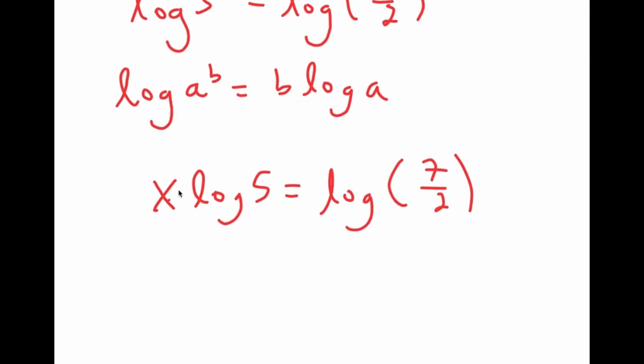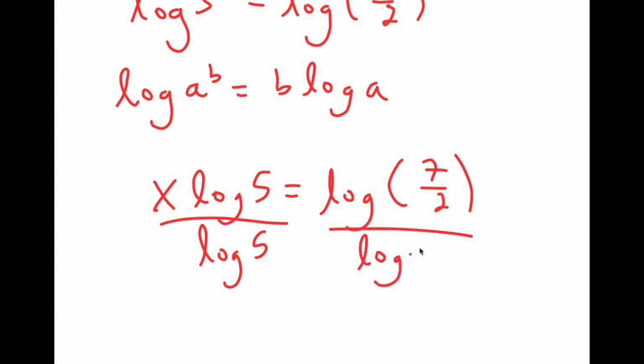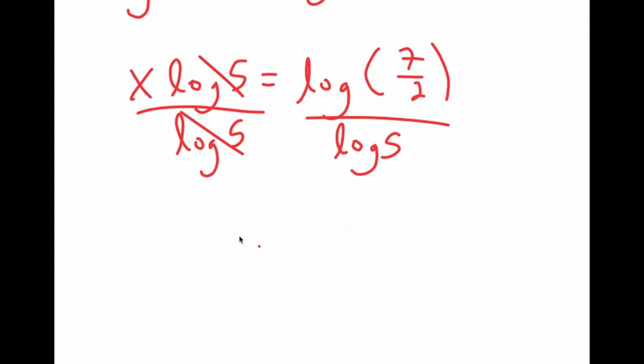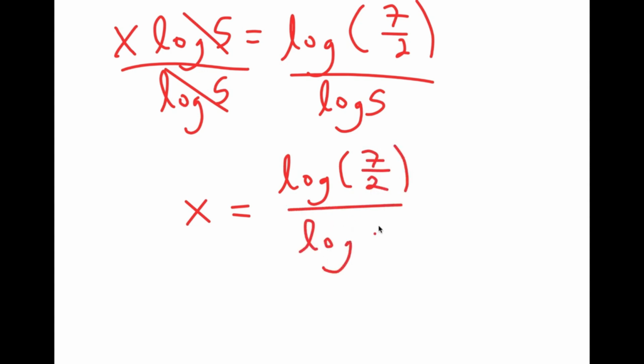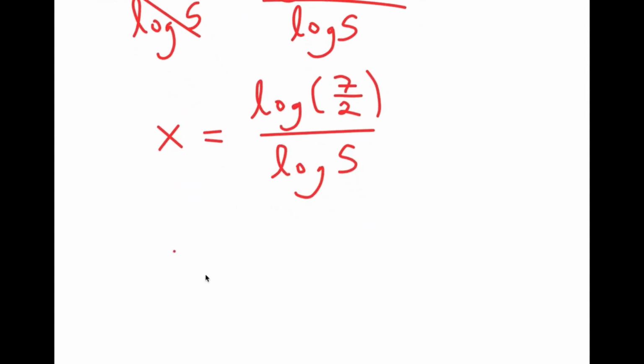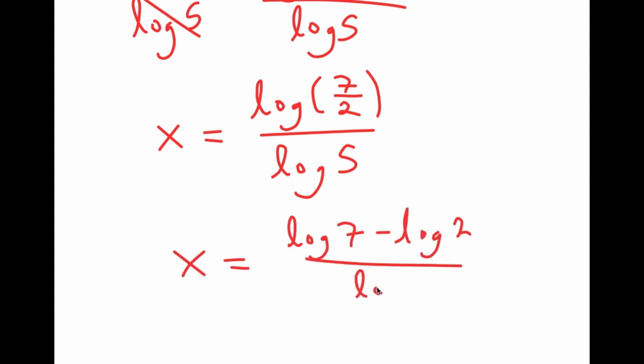Now, we want to isolate x, so I'm going to divide both sides by log 5. So now these two cancel out, and I get x is equal to log of 7 over 2 over log 5. Now this turns into log of 7 minus log 2 over log 5.